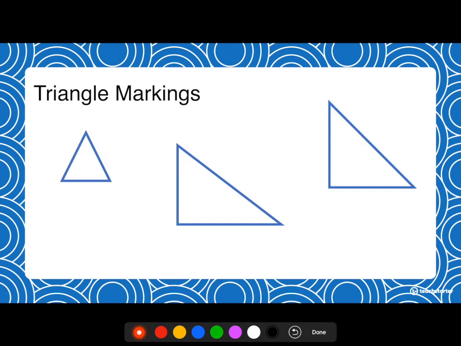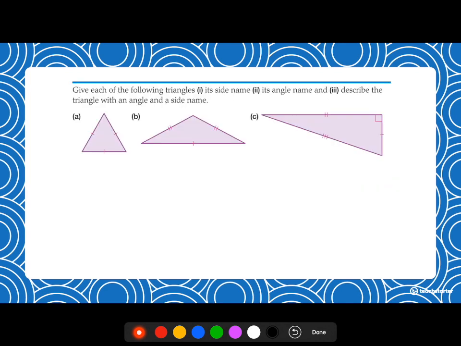As I said before, we can have markings to show us that these are the same length. We can have markings in here as well, especially if it's double, to tell us that those are the same size. So any line that has the mark on it means they are equal in length, and any angle that has the mark on it means it's equal in size. We can be asked to name these triangles more specifically.